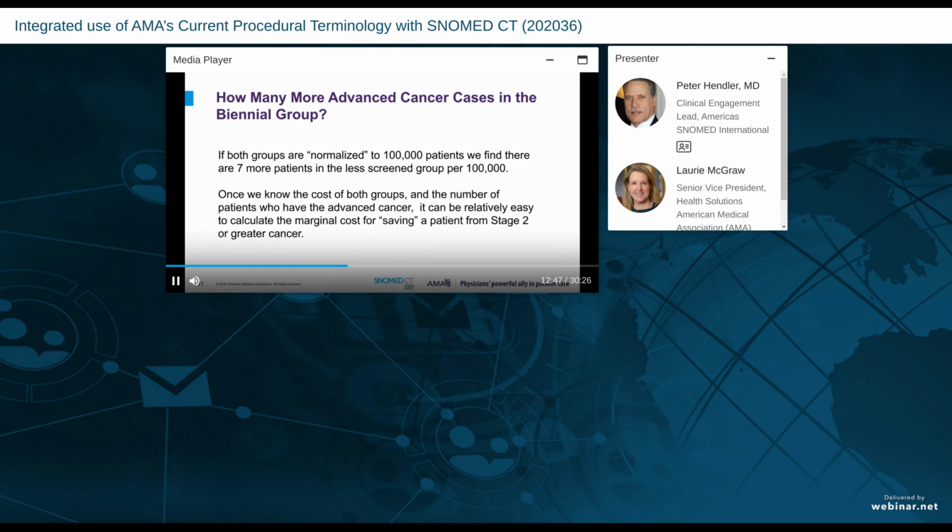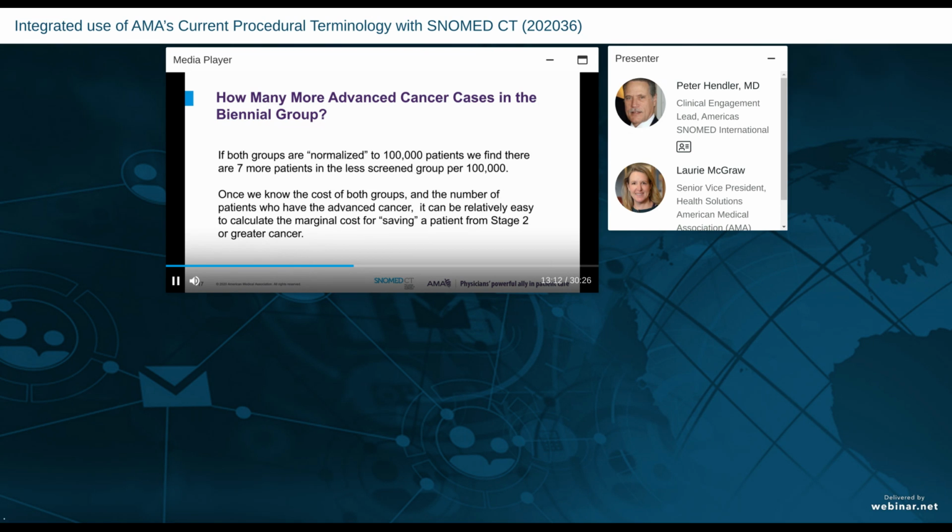In order to do this, both groups have to be normalized to the same number. We chose to normalize them to 100,000 patients. And when we do that, we found that there were 7 more patients in the less screened group that had stage 2 or greater cancer.